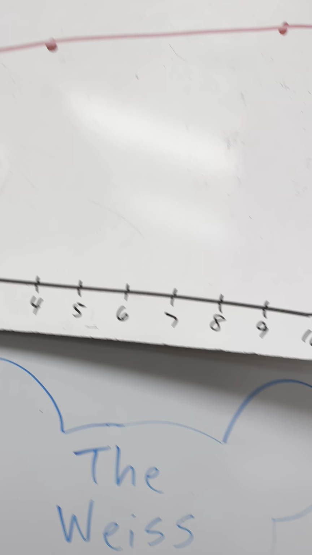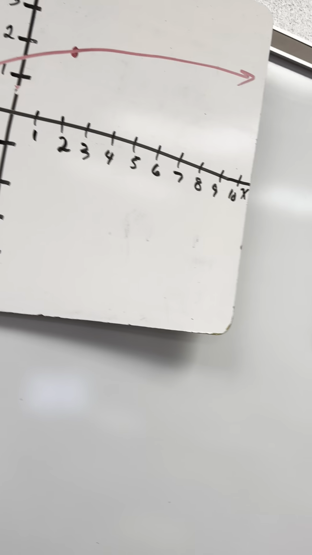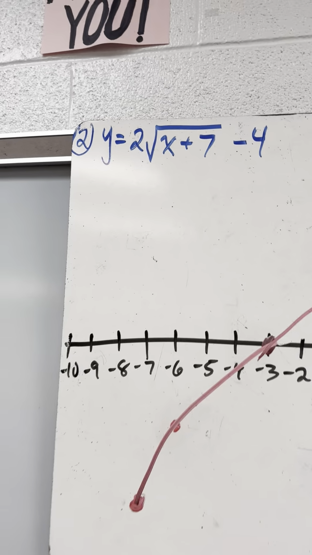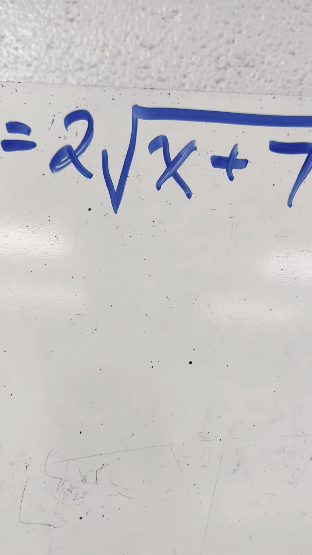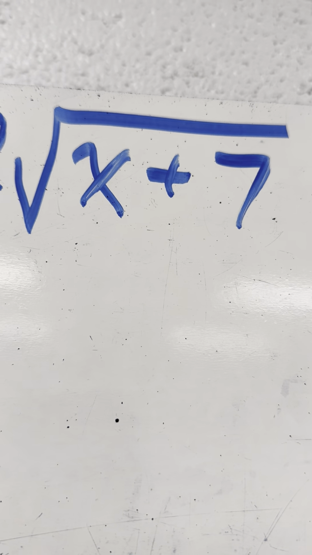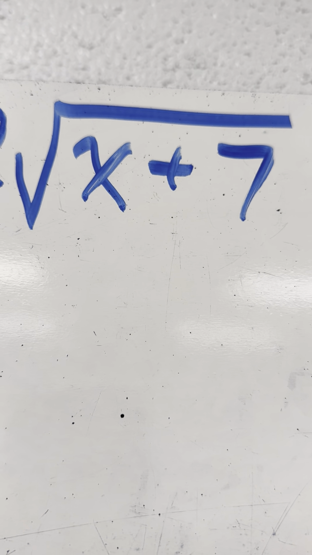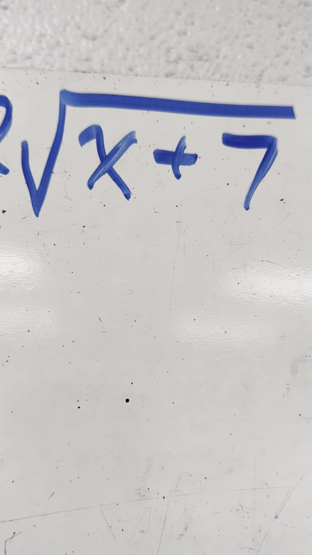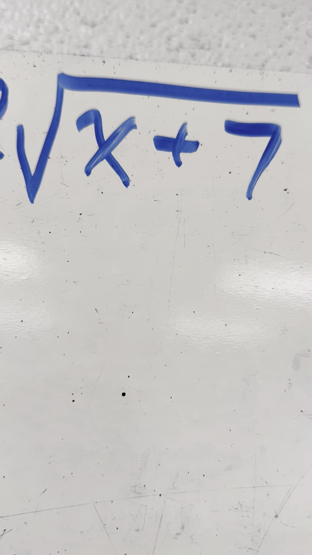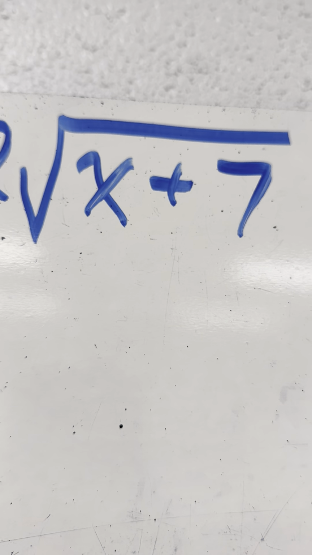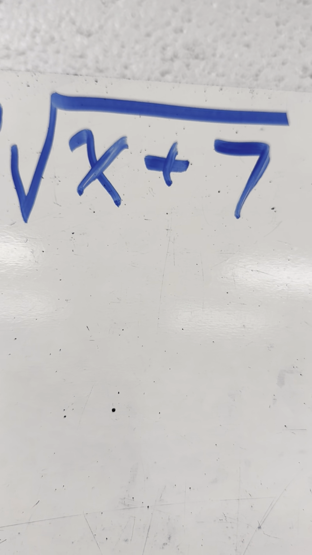All right? Sorry about that. All right, over here. Square root of x plus 7. Well, how do I make the square root of x plus 7 equal to 0? I'm going to use negative 7, because negative 7 plus 7 is 0.